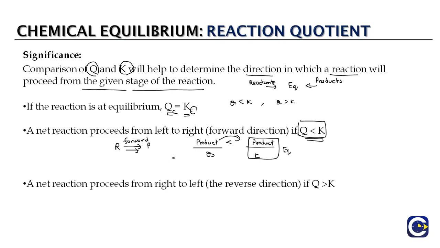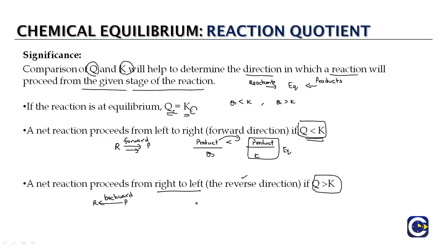Now the other possibility is that Q is already more than K. If Q is already more than K, then the net reaction proceeds from right to left. If you look at it, on the right side we have the products, and on the left side we have the reactants, which means it is moving from right to left. We say it is in the backward direction or the reverse direction.